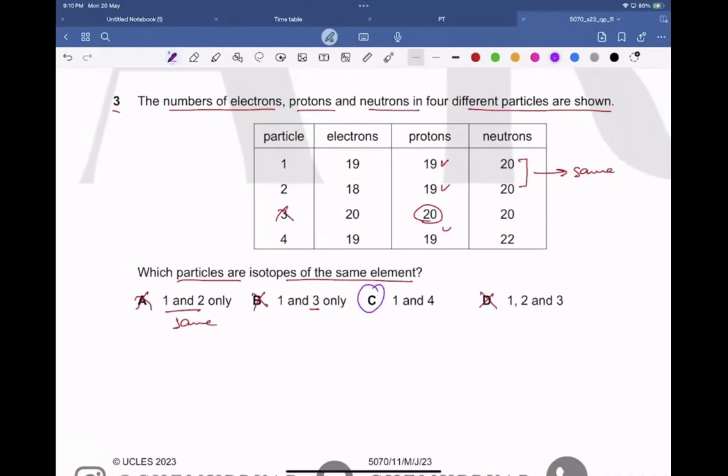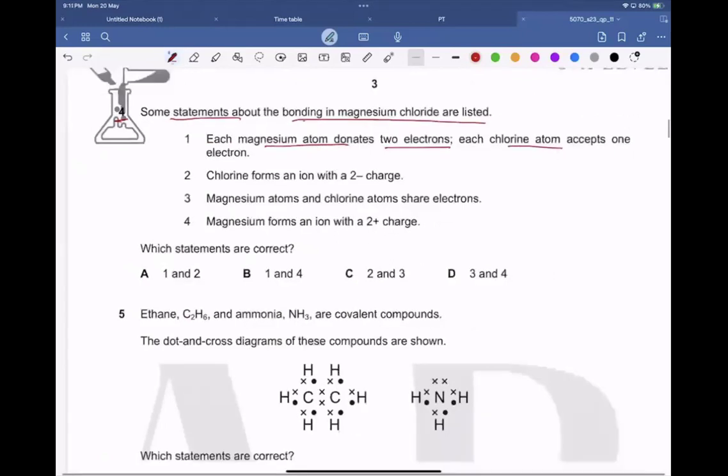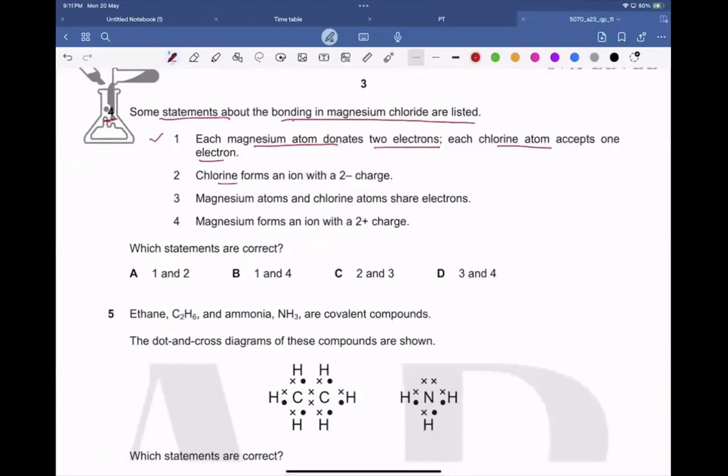Okay. Now, question number 4. Some statements about bonding in magnesium chloride are listed. Each magnesium atom donates 2 electrons, each chlorine atom accepts 1 electron. Okay, this is correct. Chlorine forms an ion with a 2 negative charge, no, wrong. Chlorine forms an ion with the -1 charge. Magnesium atoms and chlorine atoms share electrons, completely wrong. The transfer of electrons has taken place. Magnesium forms an ion with the 2 positive charge, so it's correct as well. So 1 and 4 are correct, which is in B. So A, C, and D go wrong, and B is the correct answer.